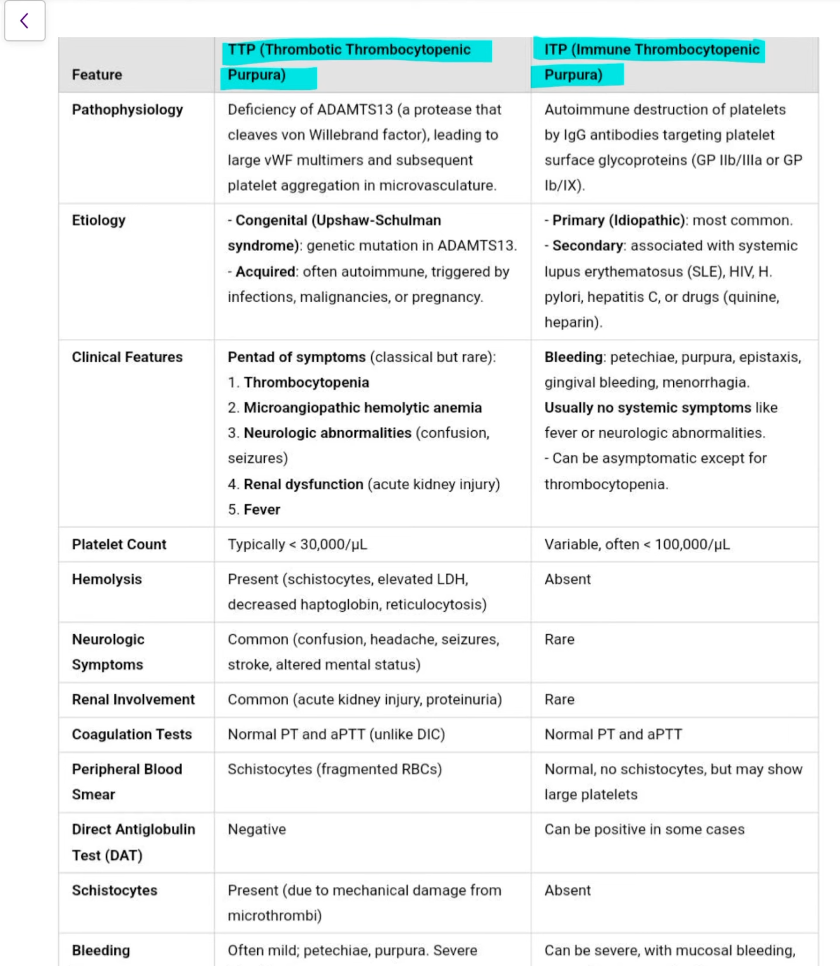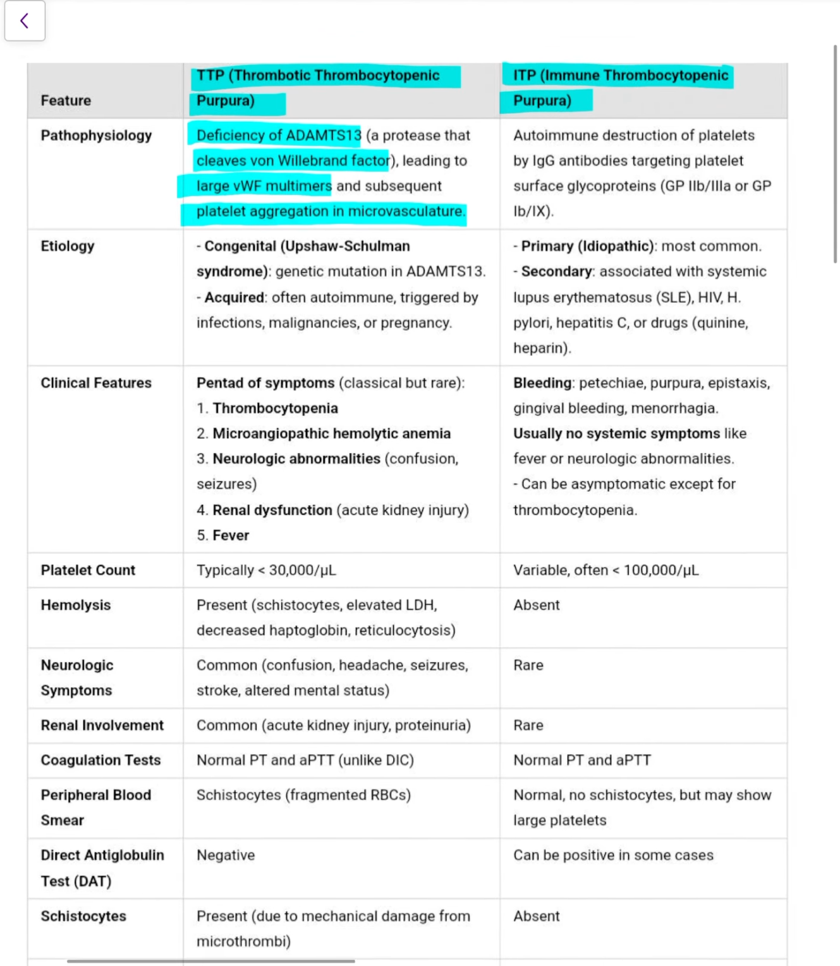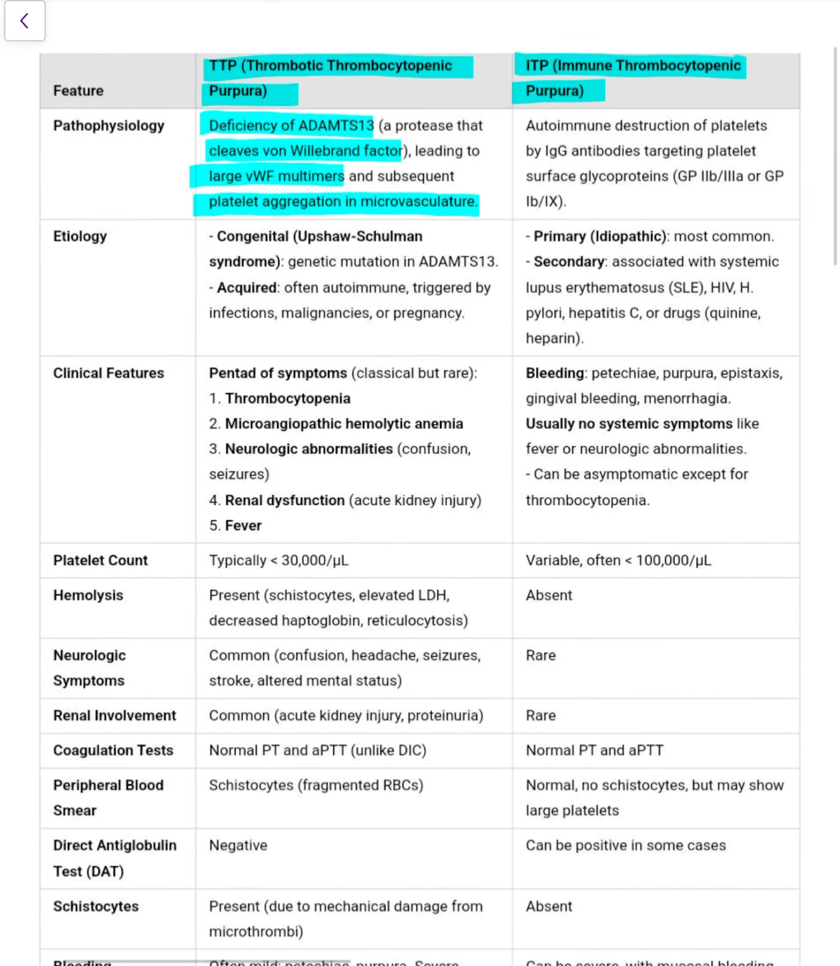First, coming to the pathophysiology. In TTP, there is a deficiency of ADAMTS13. What is ADAMTS13? It is a protease enzyme which cleaves von Willebrand factor. Because of the deficiency, there are large multimers of von Willebrand factor which lead to platelet aggregation in microvessels, leading to thrombosis and microangiopathic hemolytic anemia, whereas in ITP there is autoimmune destruction of platelets by IgG antibodies against surface glycoproteins like GP2b/3a and GP1b.